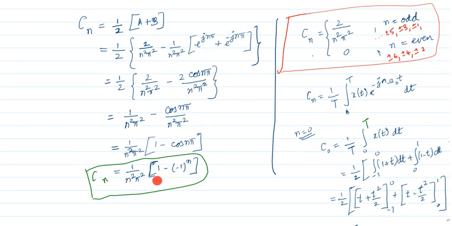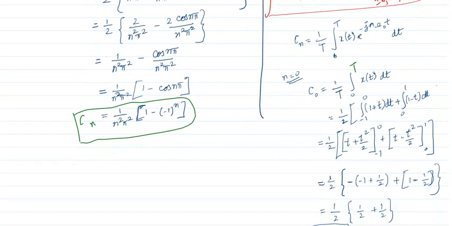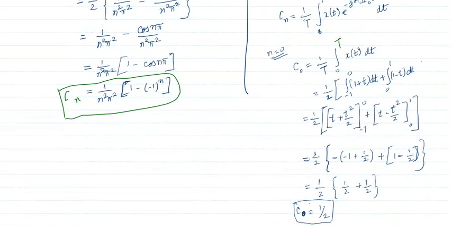Keeping that in mind, we have to find C naught separately. Use the Fourier coefficient expression with n equal to 0; this term is gone. So this is your C naught. Between minus 1 and 0, we have found already that x of t is 1 plus t. Between 0 and 1, the signal is 1 minus t. Then it is very simple integration.